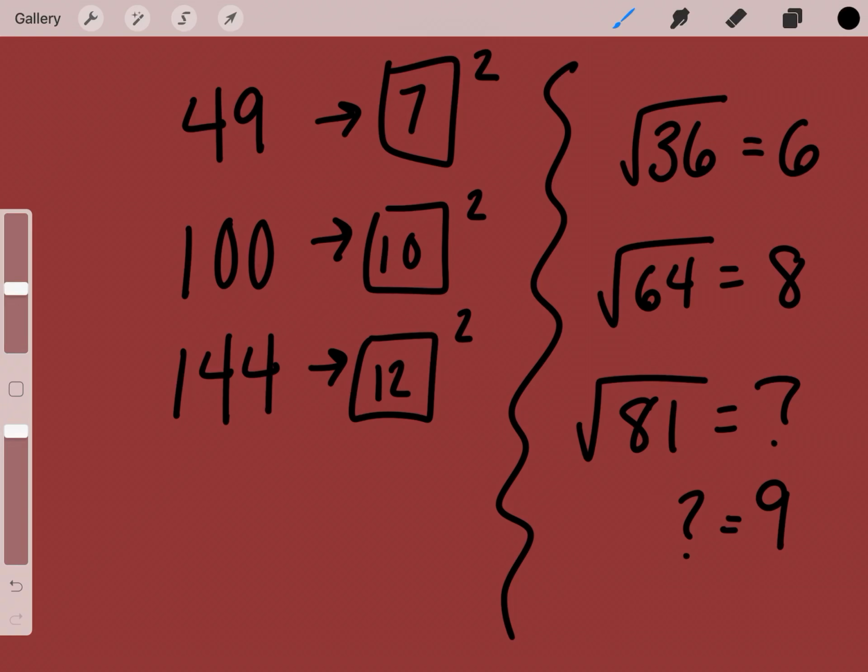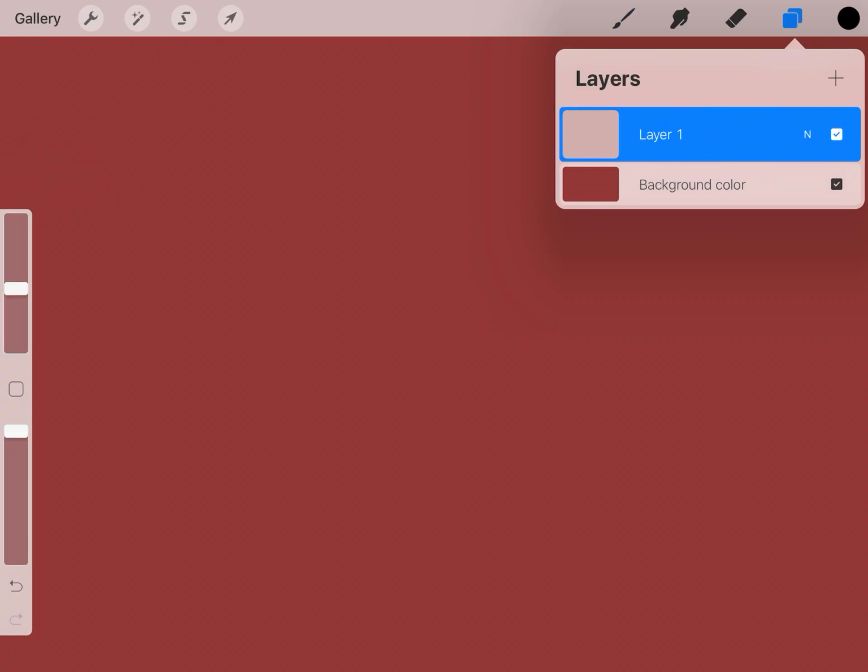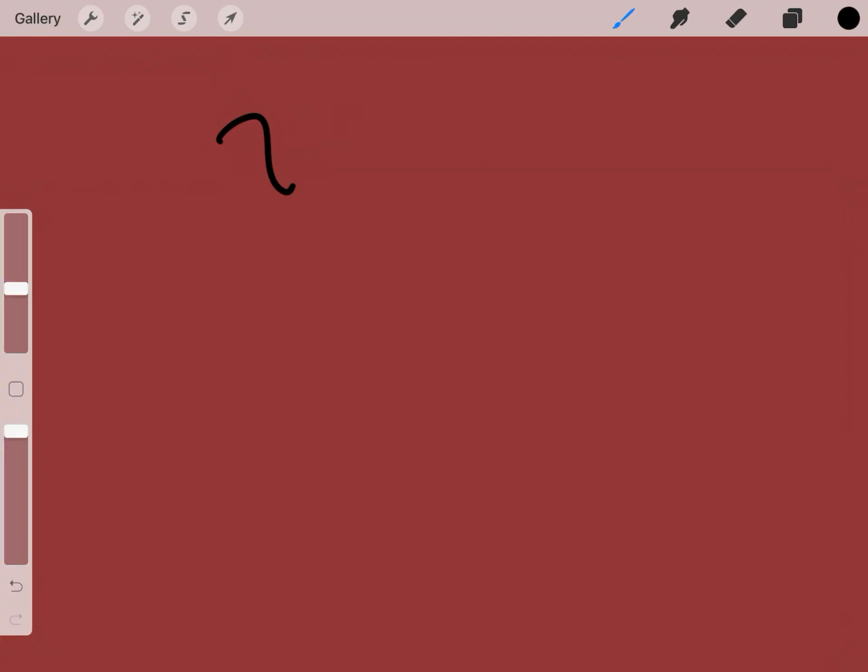And why is this helpful? Why am I showing you this? Well, it's helpful when we start using equations that have things raised to the second power. So let's say my equation looks like this. X squared equals 9. And what I wanted to know was, what is the value of x?